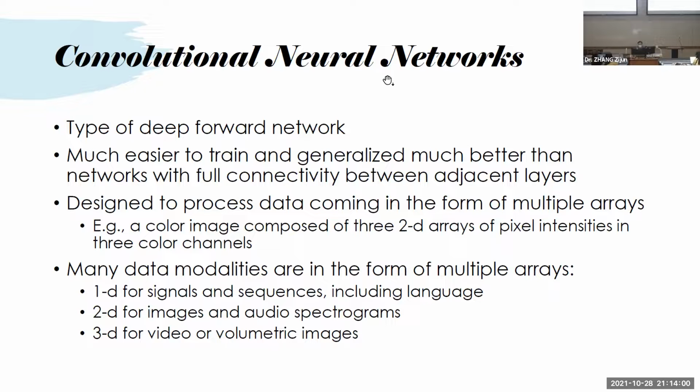So first, let's look at the convolutional neural network. Is this a type of deep feedforward network? It is much easier to train and generalizes much better than networks with full connectivity between adjacent layers. It is easy to train because the convolutional neural network is connected with kernels. A kernel is a kind of local matrix of weights indicating local connections among some nodes, so they are not fully connected.